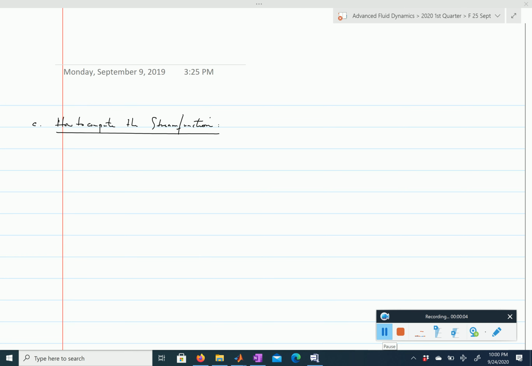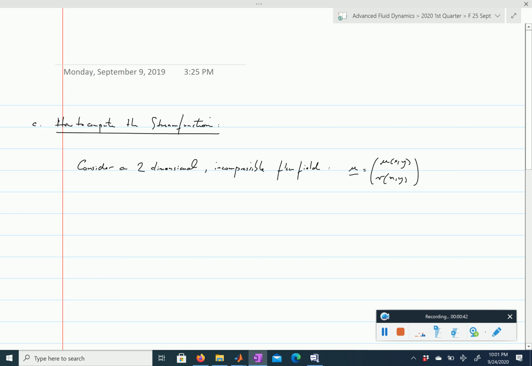Here we discuss how to compute the stream function and show how it satisfies the definition that we described earlier. So assume that we have a flow field which is incompressible and two-dimensional. So it's a vector field U, and we assume that we are in Cartesian coordinates. So we have two components in the x and the y direction.